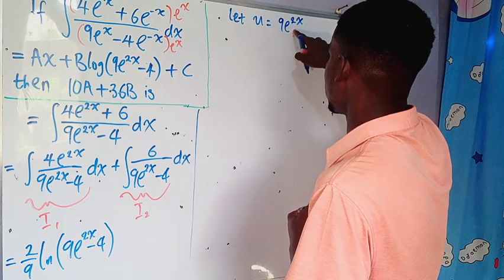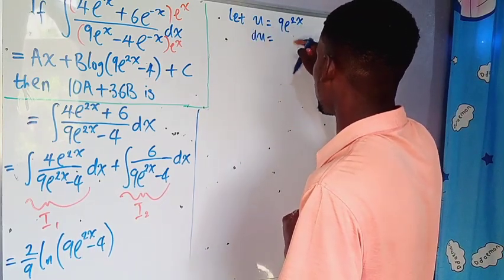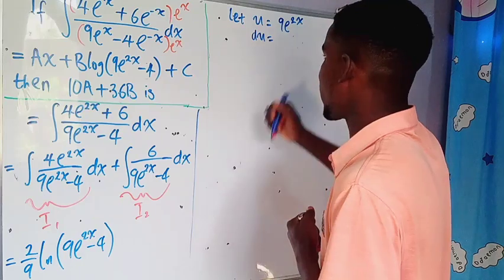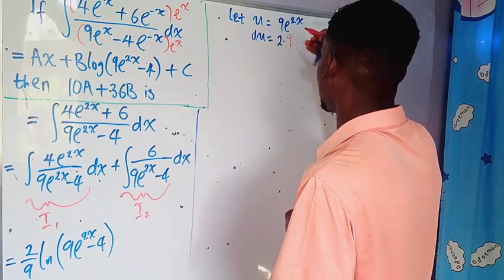If u is 9e to the power 2x, that means we have to differentiate that, right? The derivative will give us, well, 18. I'll write the 18 this way. I'll write 2 times 9, right?